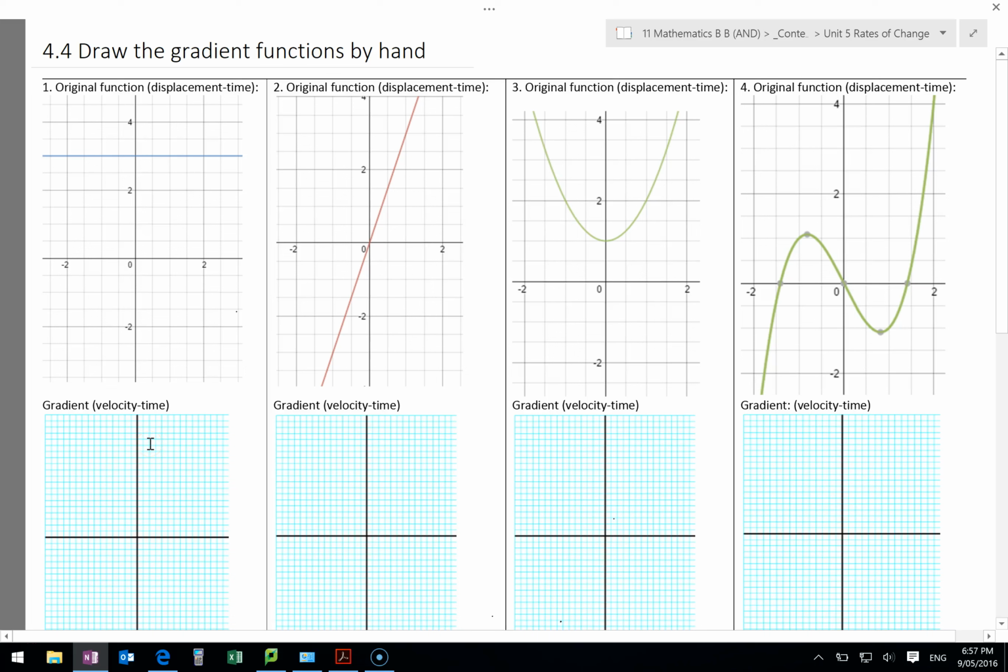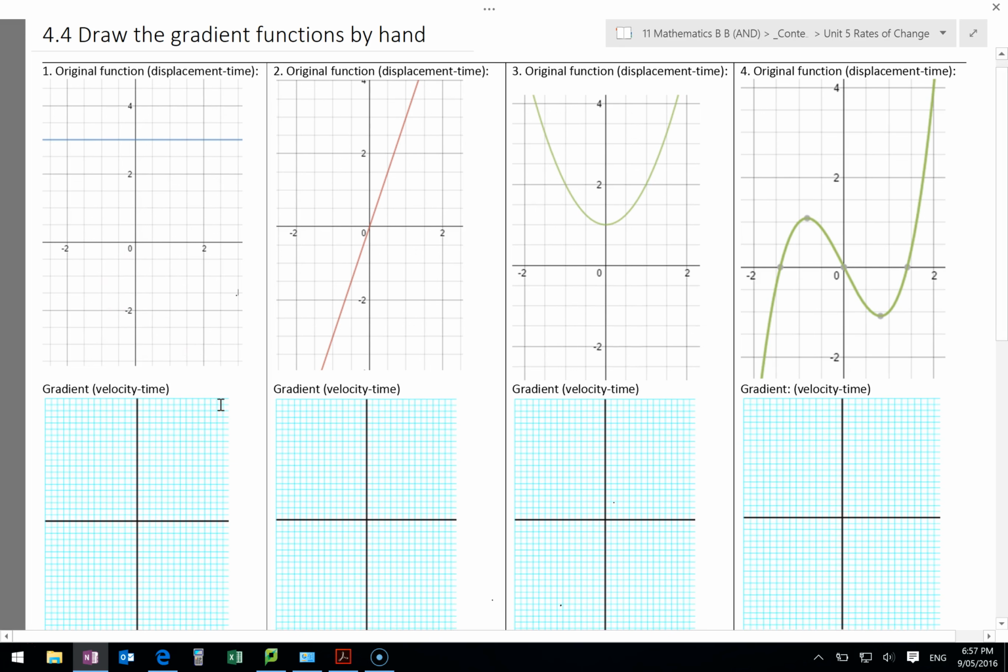This lesson is drawing the gradient functions by hand. You'll notice that this is 4.4. There are a few pages before this, but that's an activity that we'll do in class. So drawing the gradient function by hand, we're given an original function and we want to try and draw what the slope function looks like.